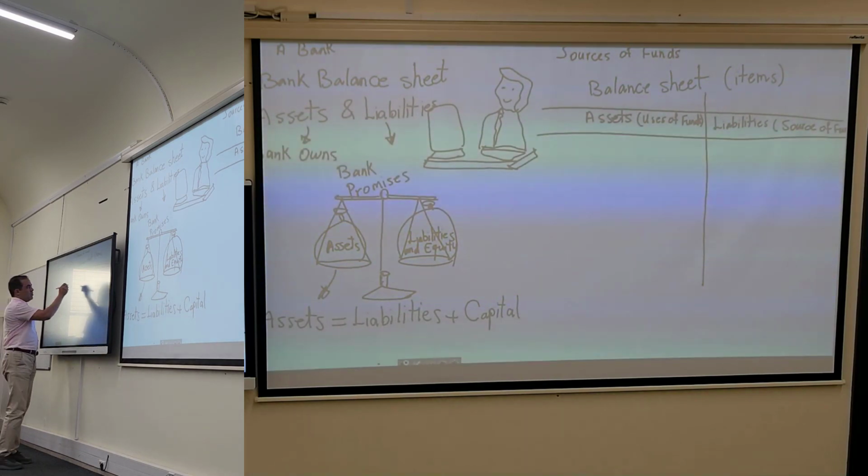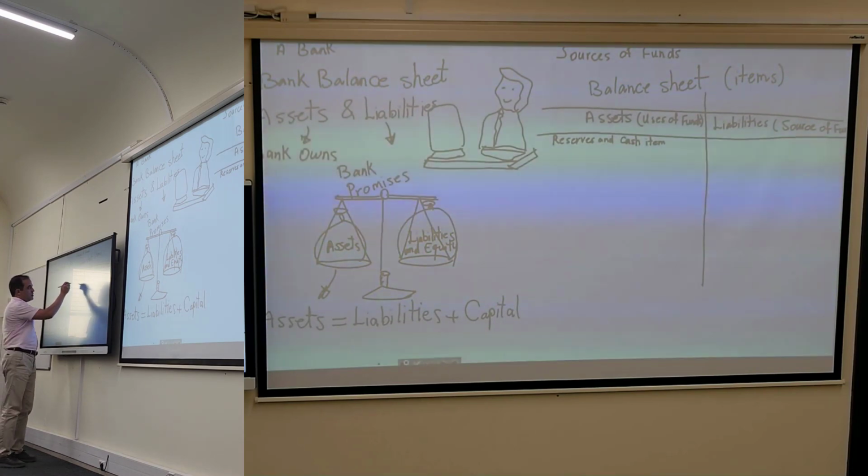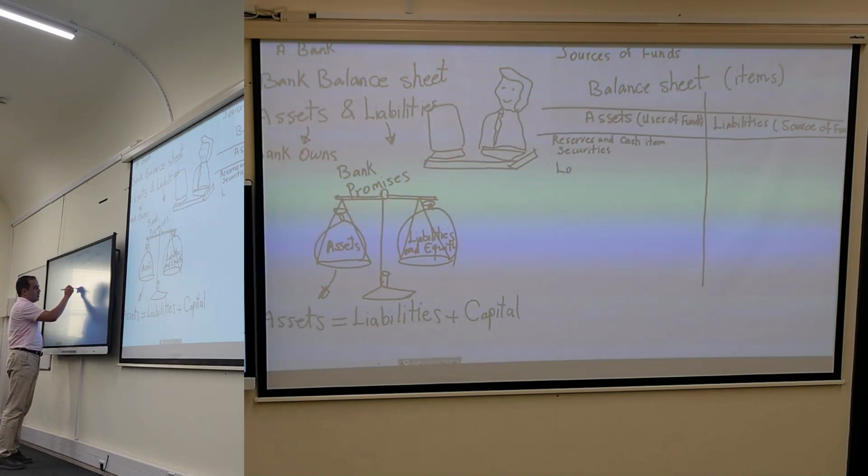So on the asset side, what we might have, the reserves and cash items. We can have also securities. Okay. It could be the governmental bonds, for example, and other securities. And we will have the loans.